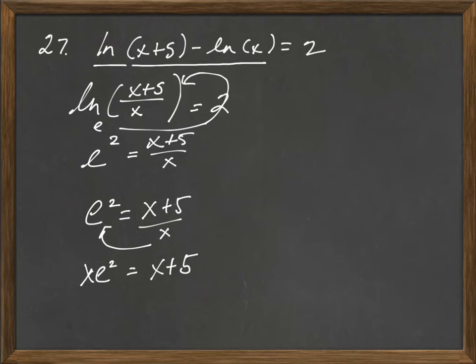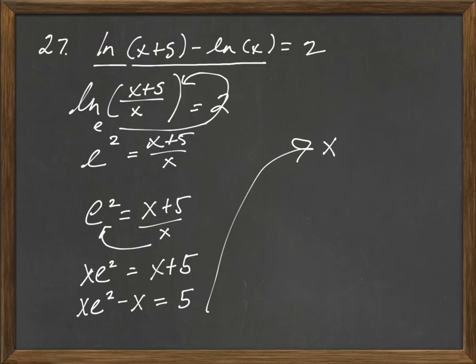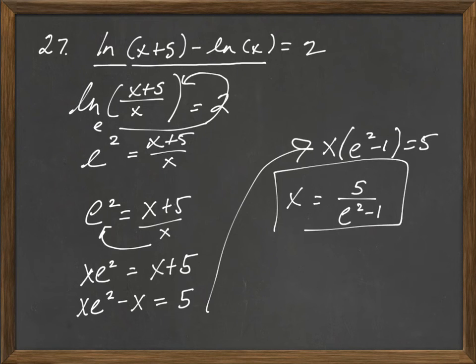And now you're going to subtract so that you can factor out an x, in other words. So you have x e squared minus x equals 5. Okay, and then factor out an x, and you get x times e squared minus 1 equals 5. So x equals 5 over e squared minus 1, oops, I wrote 2. That's e squared minus 1. All right, so that's the right answer for number 27.